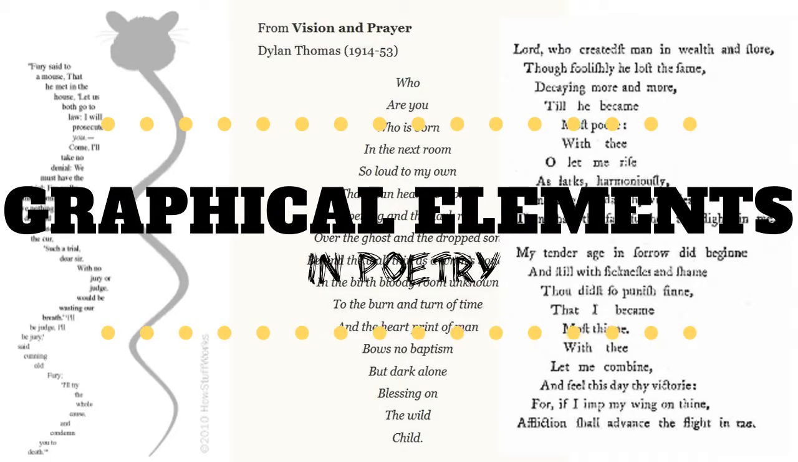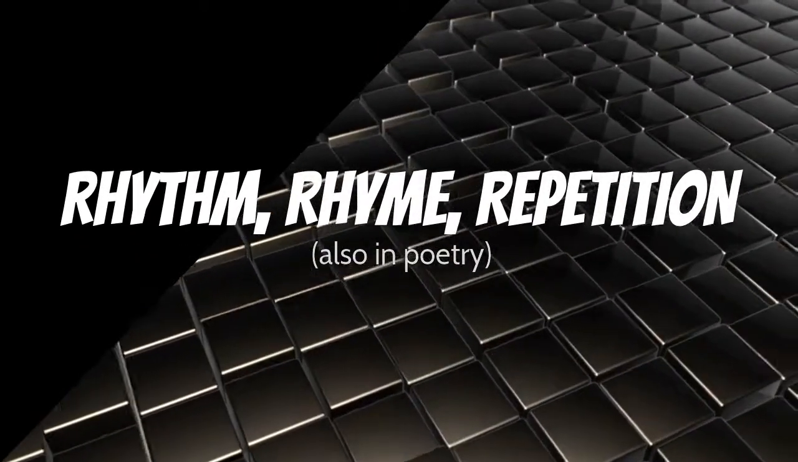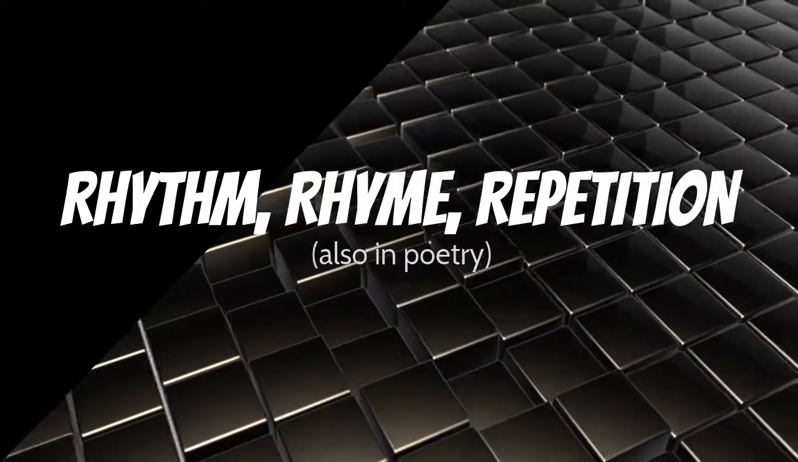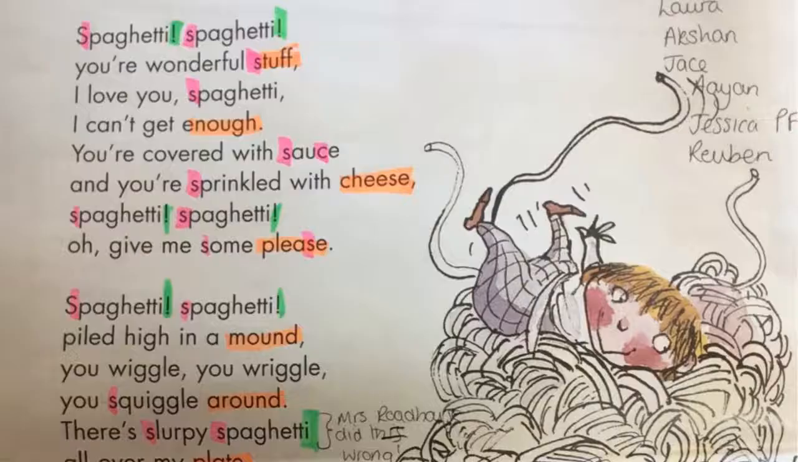Graphic elements is the use of varying lengths and lines of poetry that help to enhance it. It is the visual aesthetics of a poem. Rhyme is the repetition of similar sounds in two or more words. Rhythm is how the words flow with the stanza. Repetition is the reusing of syllables, sounds, words, or phrases. Example is, spaghetti, spaghetti, you're wonderful stuff. I love you, spaghetti, I can't get enough. The word spaghetti is used repetitively. Stuff rhymes with enough. The words flow together well.